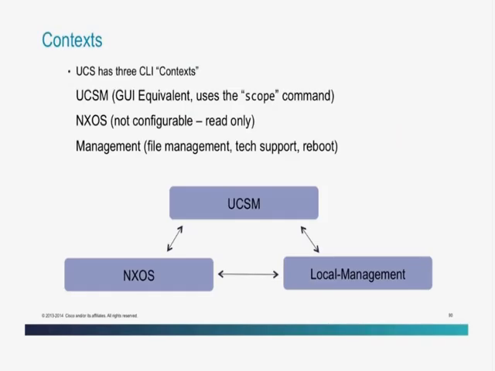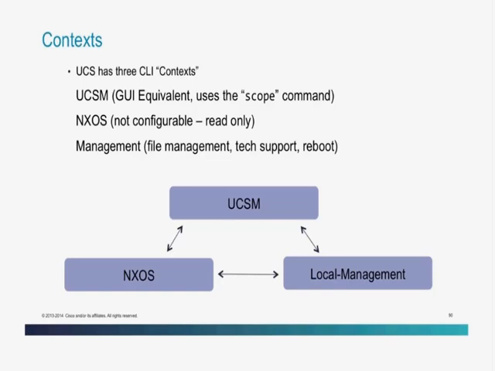So basically, when you log in to your FIs on the UCS system, you have three contexts. By default, when you log in to a switch, for example the N5K, you just have the NXOS context. Out here, we have three different contexts. One is your UCSM context that's used for scoping, that's used for gathering the hardware information for the server or anything related to hardware on the UCS.